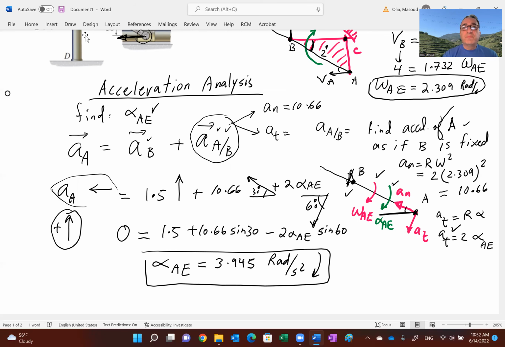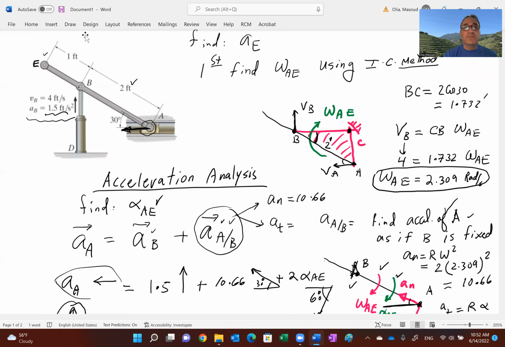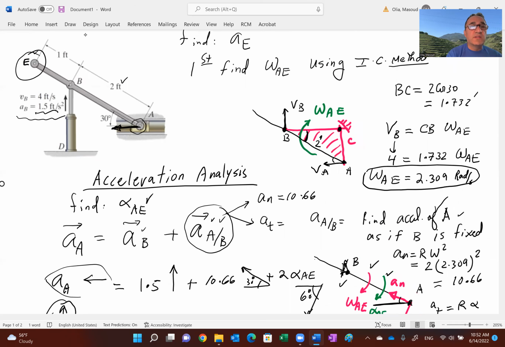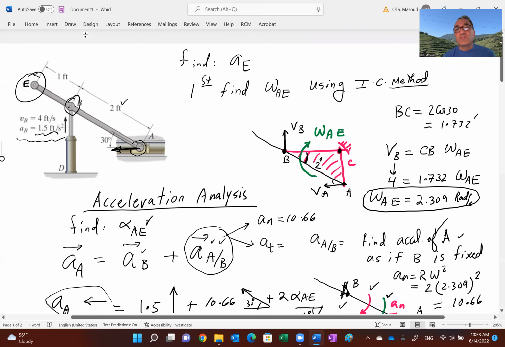Let's go up and take a look at this again, guys. Now we want to find acceleration of E. What do we have? We have omega of AE and alpha of AE. And we have acceleration of B. So why don't we just use B as a reference again and try to find acceleration of E, writing the relative motion equation, right? So let me move this up. This did get stuck again, looks like.